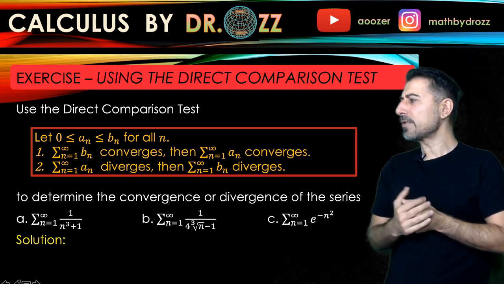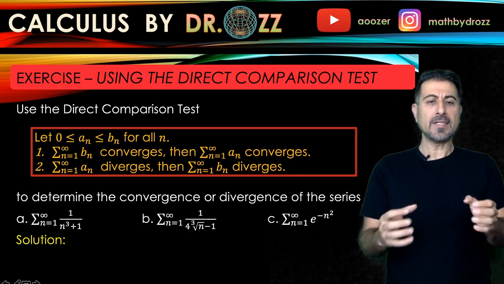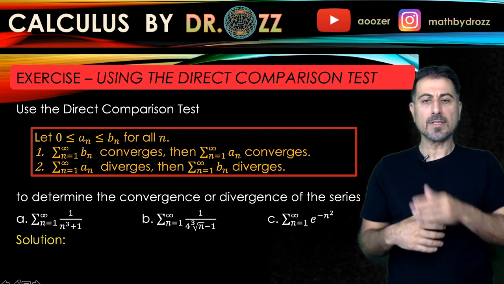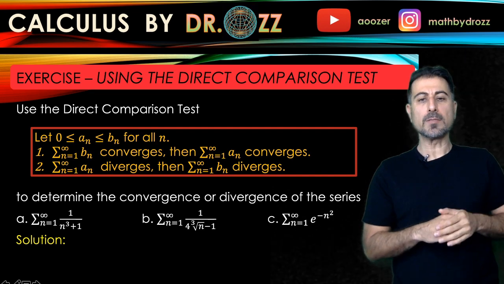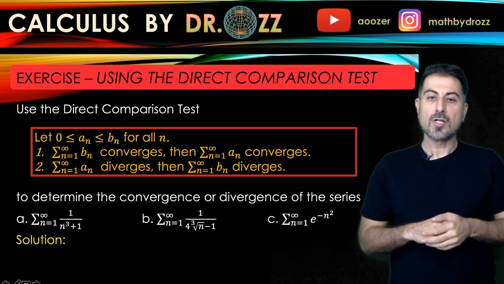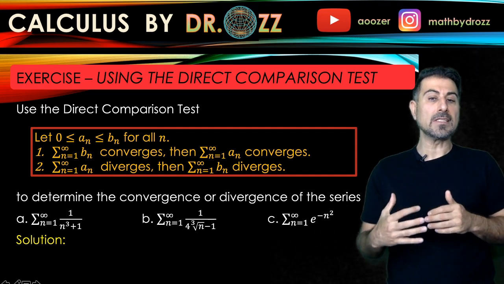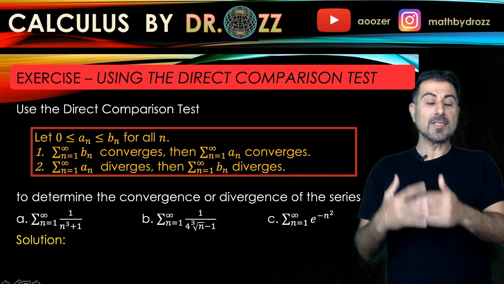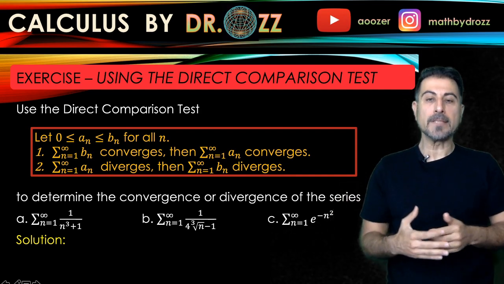Today we're going to go over an exercise where we'll be using the direct comparison test to deduce something about the convergence or divergence behavior of the infinite series. So what is a direct comparison test? When you're given two series having an inequality between their n terms, for example an and bn, and an is less than or equal to bn for all n, then if you know something about bn, especially if the series bn converges, then the series smaller than that has to converge.